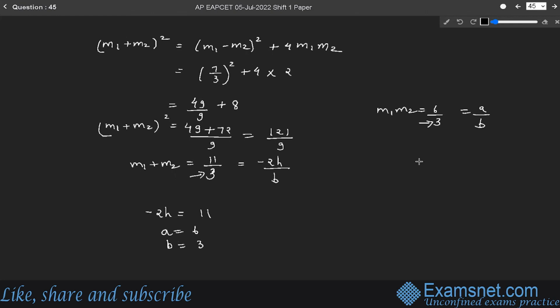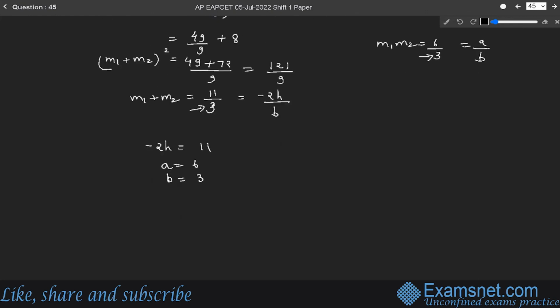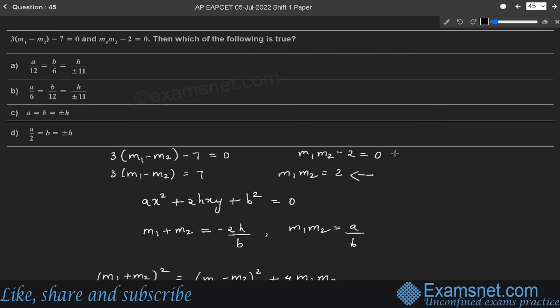Now dividing it, it becomes a upon 6 is equal to b upon 3 is equal to minus 2h upon 11. Taking this minus 2 and multiplying in both the denominators, it becomes a upon 12 is equal to b upon 6 is equal to h upon minus 11. So this is the required condition which is true for this question. Therefore, we can say that the correct option is option number A here.